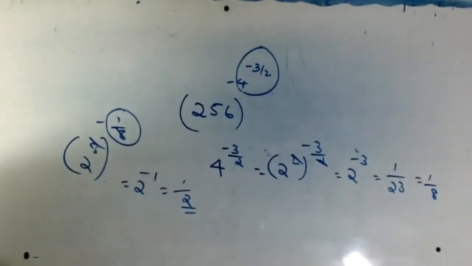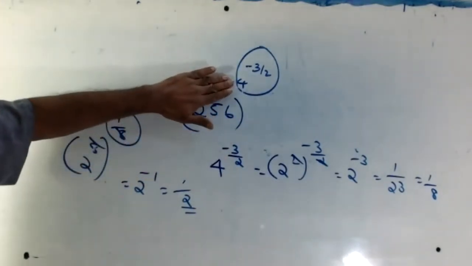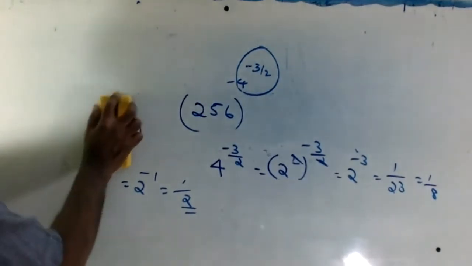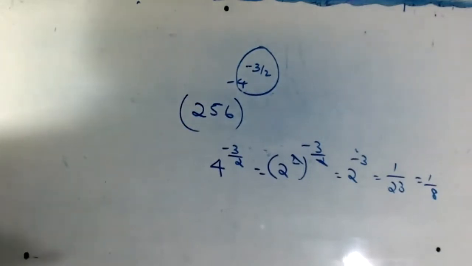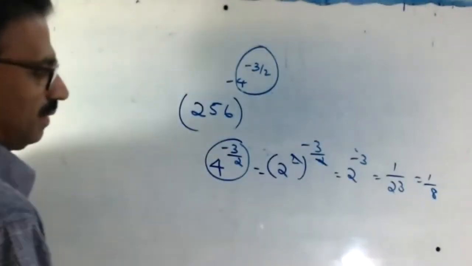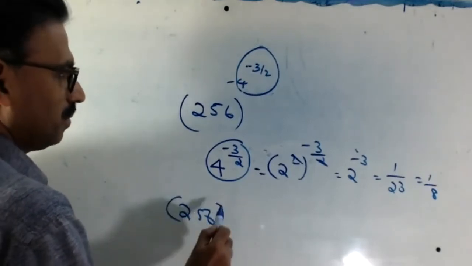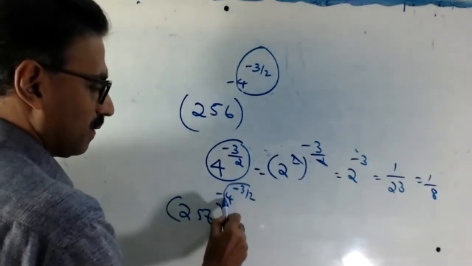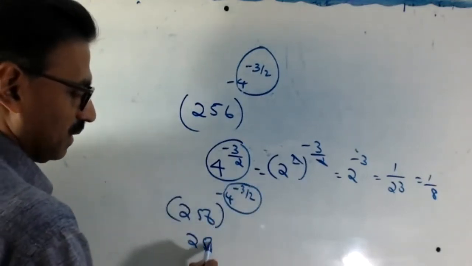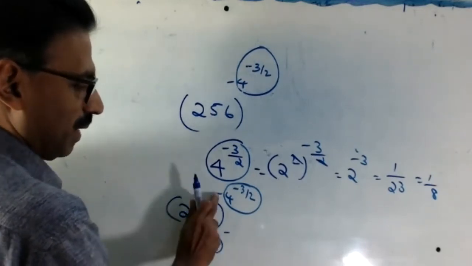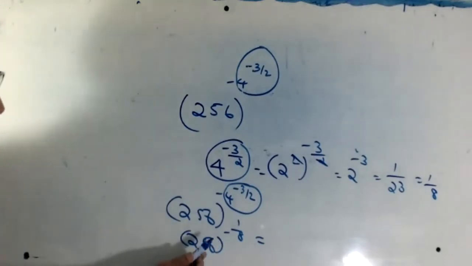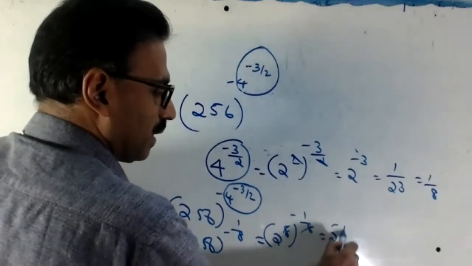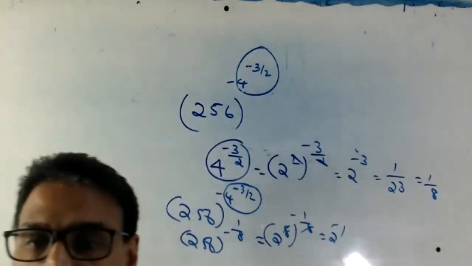Right? Because this minus, keep it here. This part, look. Now, only this part what we got? 1 by 8. Now, 256 raised to minus 4 raised to minus 3 by 2. This part, 256 raised to minus 1 by 8. Then 256 is 2 raised to 8, raised to minus 1 by 8. 8 cancel. 2 raised to minus 1 equal to 1 by 2. Okay, now clear?